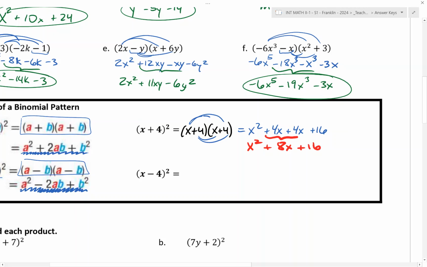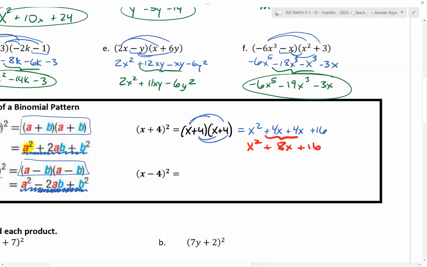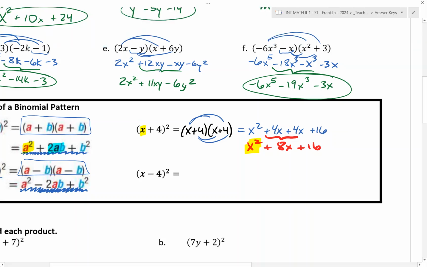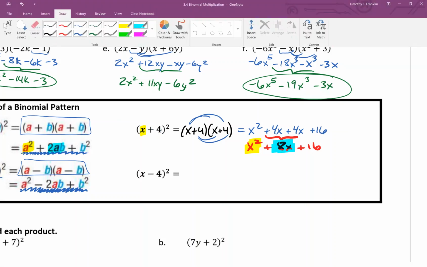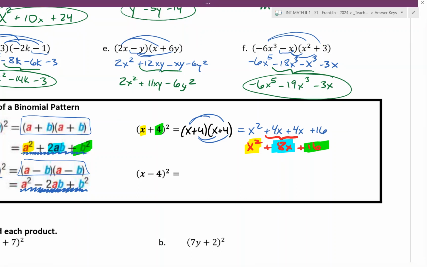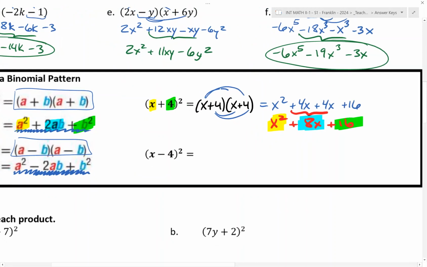And you can see how we got that pattern there. A squared came from this x squared. And the 2ab, well, x is a and 4 is b, so 4 times x is 4x. 2 of those makes 8x. And then finally, b squared, 4 is b, so that's where we get the 16. So this pattern always shows up, but again, if you don't want to memorize it, you don't need to, you can just write out the multiplication.